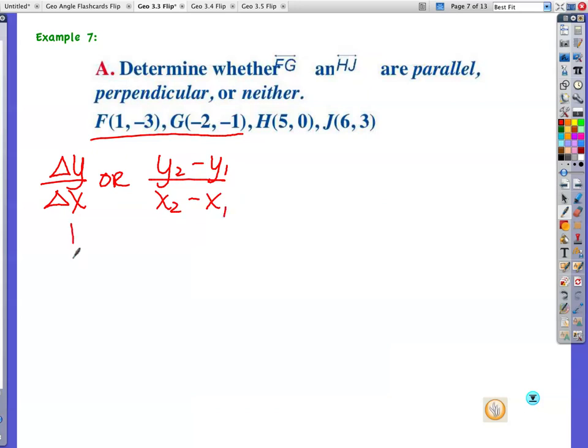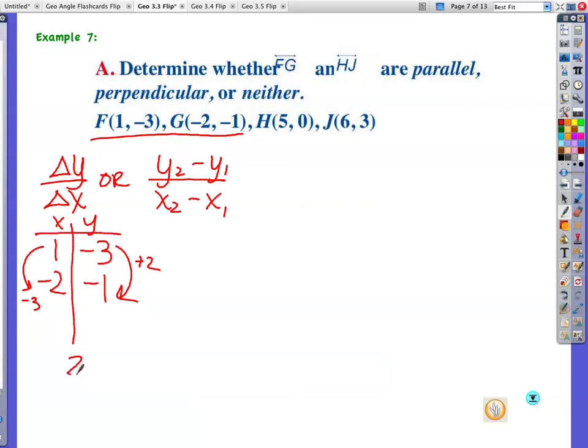I oftentimes will set it up in a table: 1, -3, -2, -1. What's the change from -3 to -1? I have to add 2. Okay, what's the change from 1 to -2? I have to subtract 3. So the change in y value is 2. The change in the x value is -3. So I'm getting a slope of -2/3.